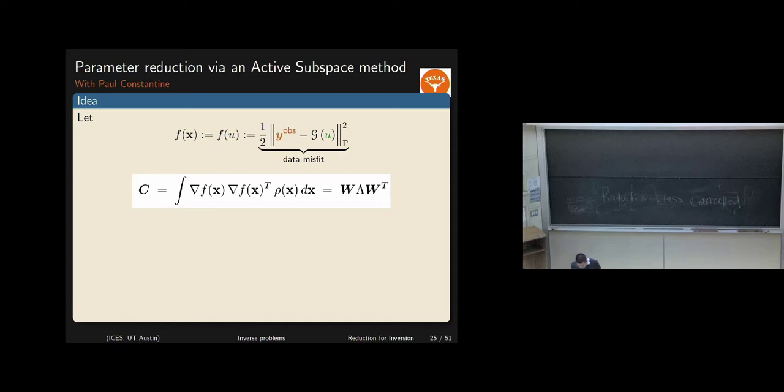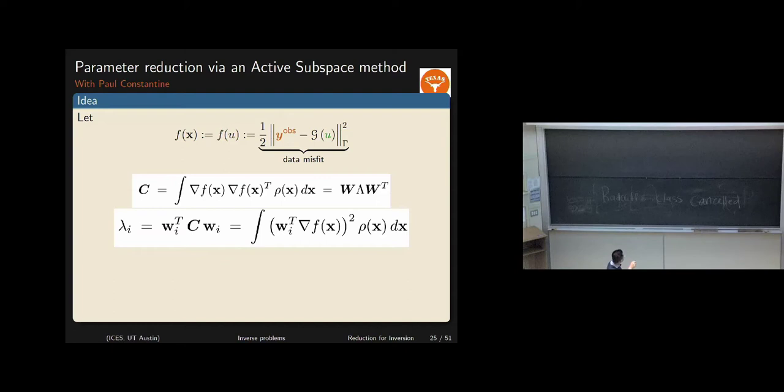Okay, so what is the idea? Remember, this is a misfit, right? The computer prediction, this is observation, and this is the data misfit. We construct a covariance matrix, basically the outer product of the gradient of F, and we do eigenvalue decomposition or SVD decomposition. Then it turns out that lambda_i, the singular value here, has a meaning. It is the average projection of the gradient on the i-th singular vector.